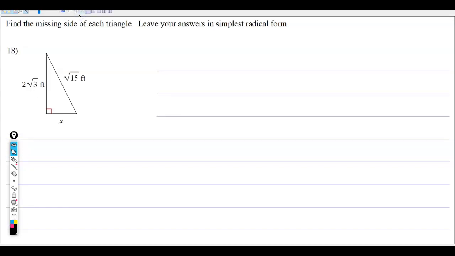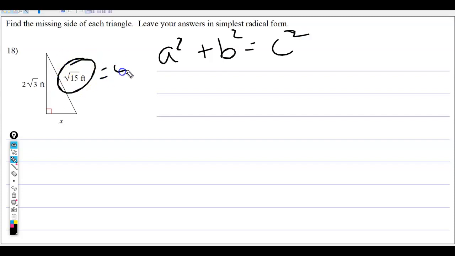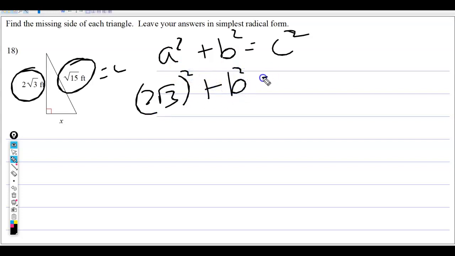Now this is not a 30, 60, 90. It's not a 45, 45, 90. It's a Pythagorean theorem problem. So when you have two sides of a right triangle and you want to find the third, all you have to do is a squared plus b squared equals c squared. You just have to remember which one is C. The hypotenuse is the C value. So I'm going to call this A. Doesn't matter which one you call A and which one you call B, but it does matter which one you call C.